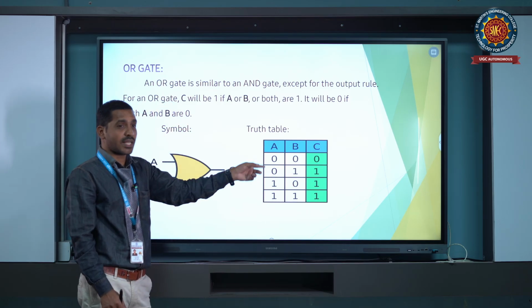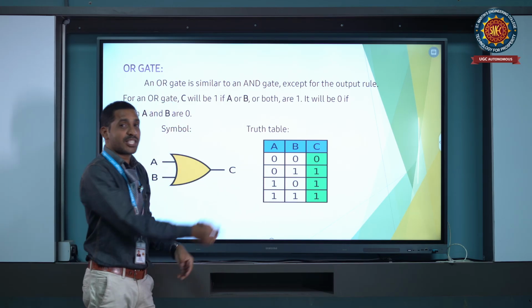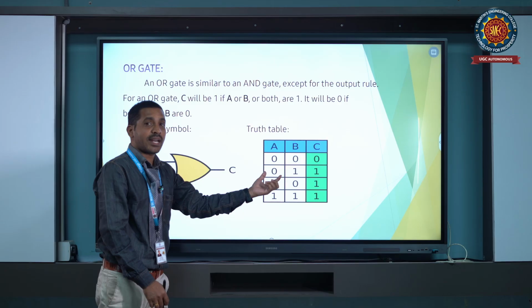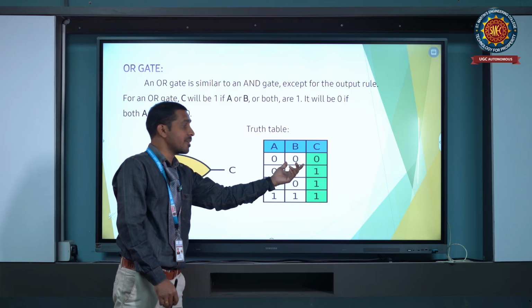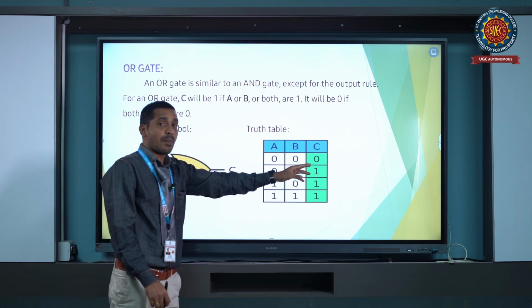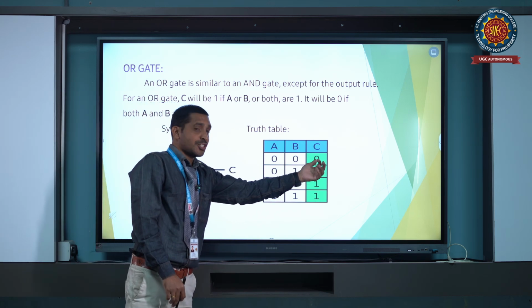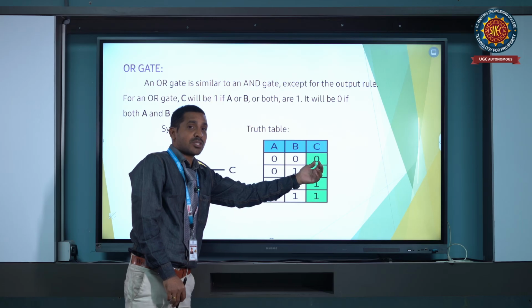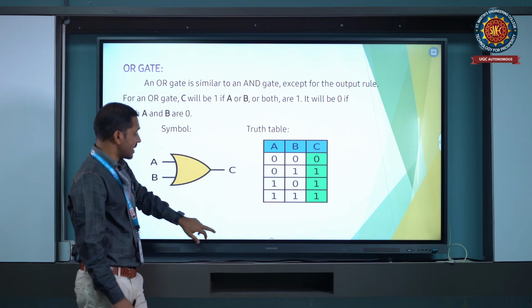Observe the truth table. The output will be 0 only when both inputs are 0. That is the output of the OR gate: it is 0 when the two inputs are 0.